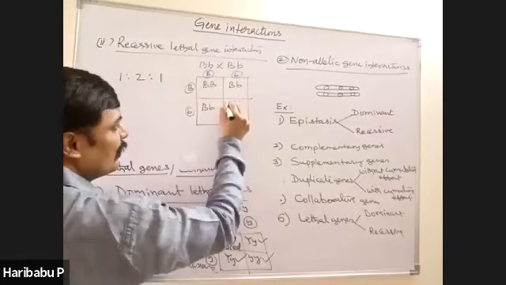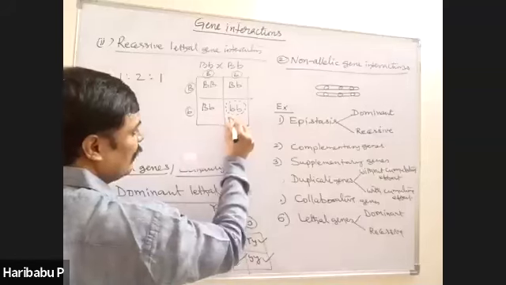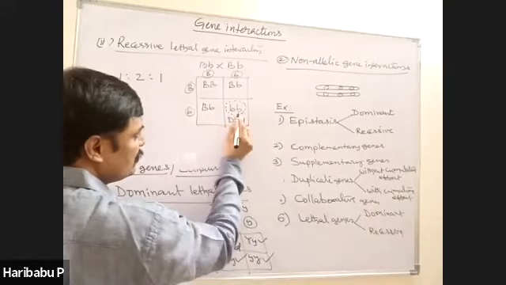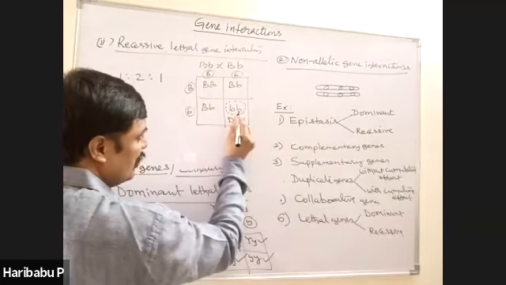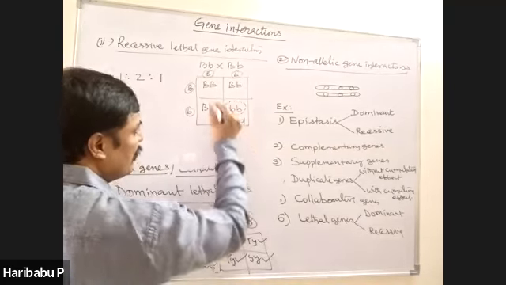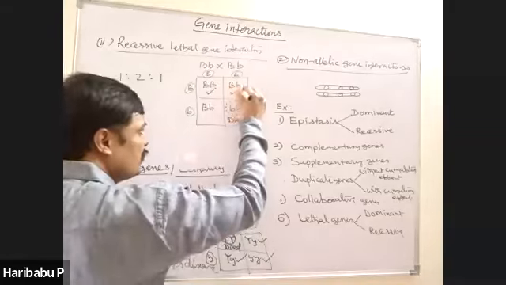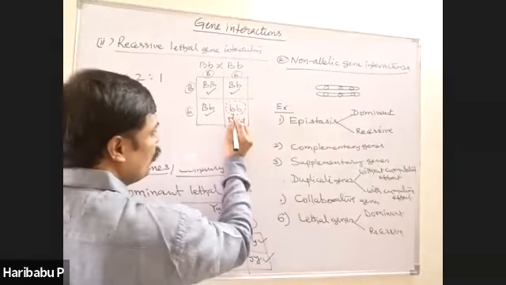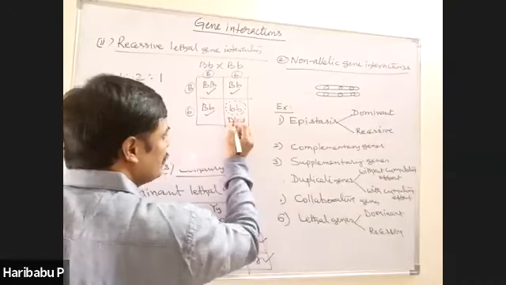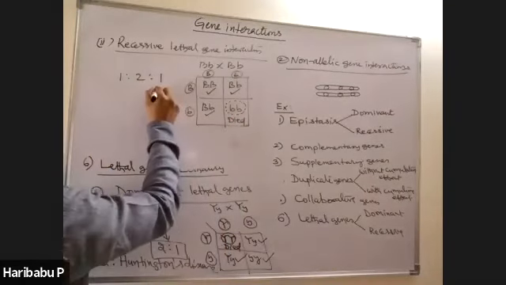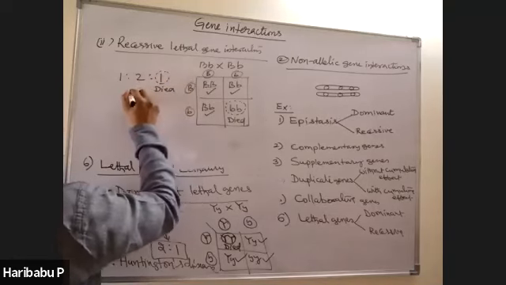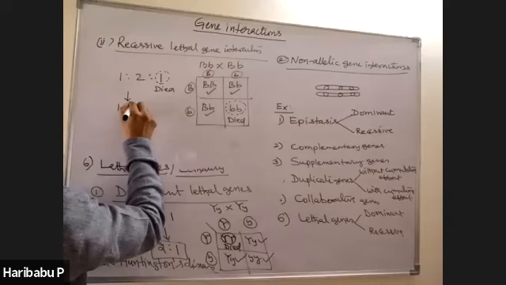So this one cannot survive because both the recessive genes are present in homozygous condition. But this will survive, this will survive, this will survive. The organism having homozygous recessive genes will not survive. Therefore, this will die. Therefore, the ratio is modified as 1:2.